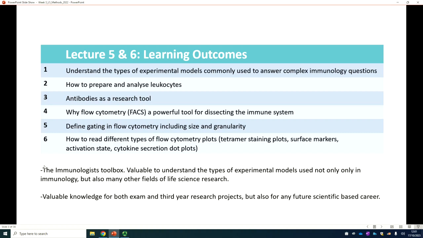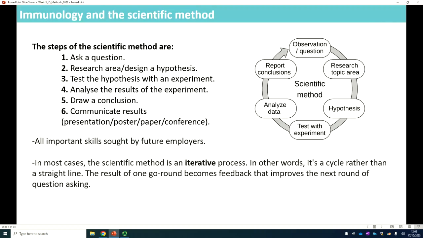Now, as I mentioned, the Immunologist toolbox is valuable to understand the types of experimental models that are available to us in immunology, but also in many other fields of life sciences research. And not only is this good as third-year students, but it's also good for your research projects, because I'm sure some of you will be encountering aspects of what we'll talk about today in one form or another. And of course, it's also good for any future scientific-based career that you may choose to embark upon.